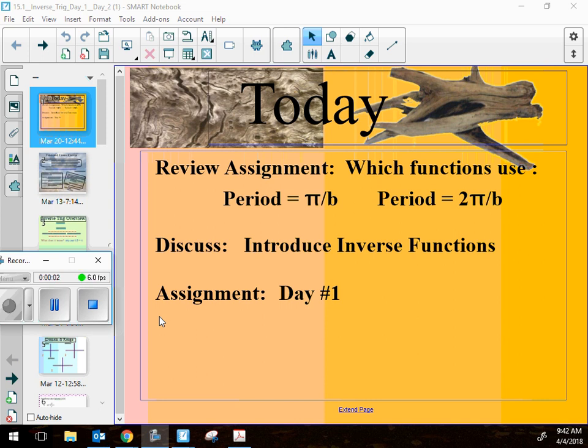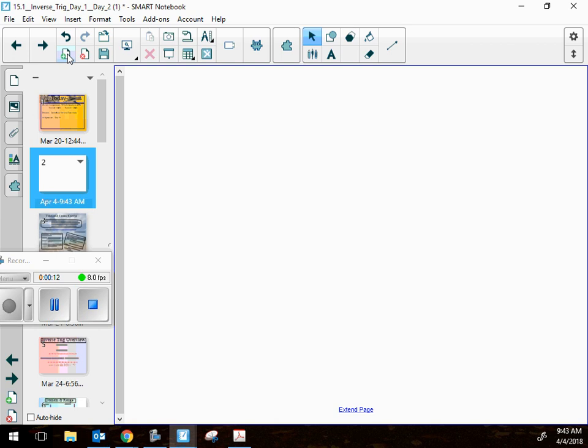Okay, for today, we're talking about inverse trig. He calls it inverse functions. And the first thing the kids think of when they think of inverse is, if I said, what's the inverse of sine? They might say cosecant. That's not really an inverse. That's a different thing.